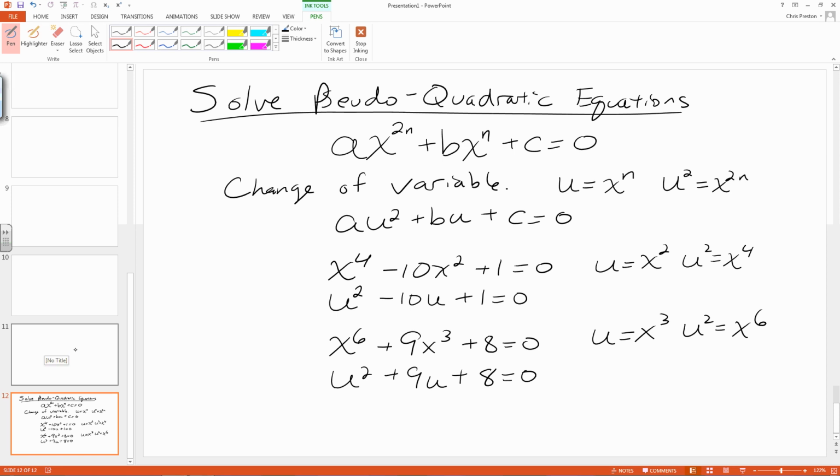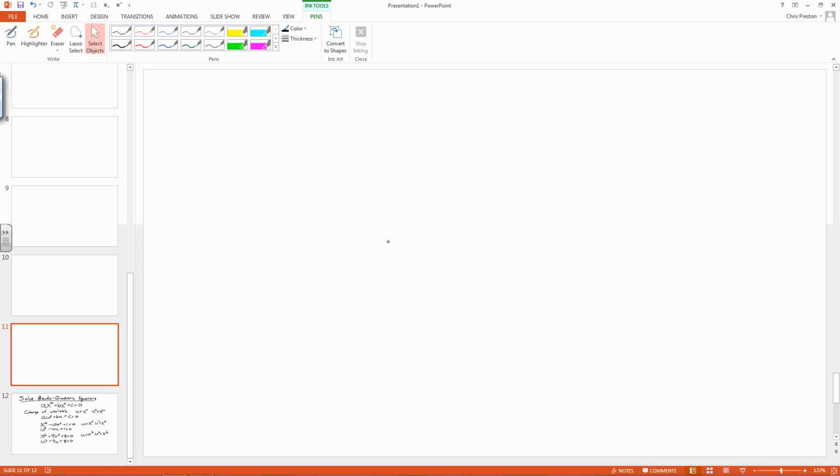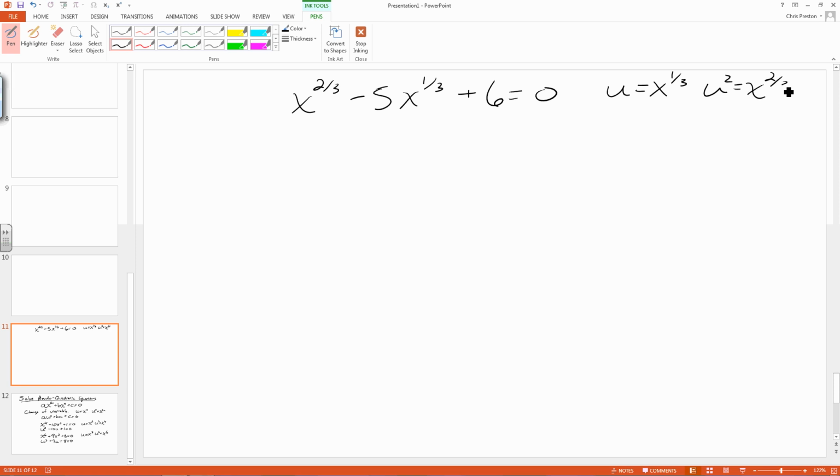This also works for, say, a fractional exponent. Let's say we have x to the 2/3 minus 5x to the 1/3 plus 6 equals 0. So u we would set as this middle one, x to the 1/3. So u squared would be double that, or square that, so double the power, so x to the 2/3. So this becomes u squared minus 5u plus 6 equals 0.